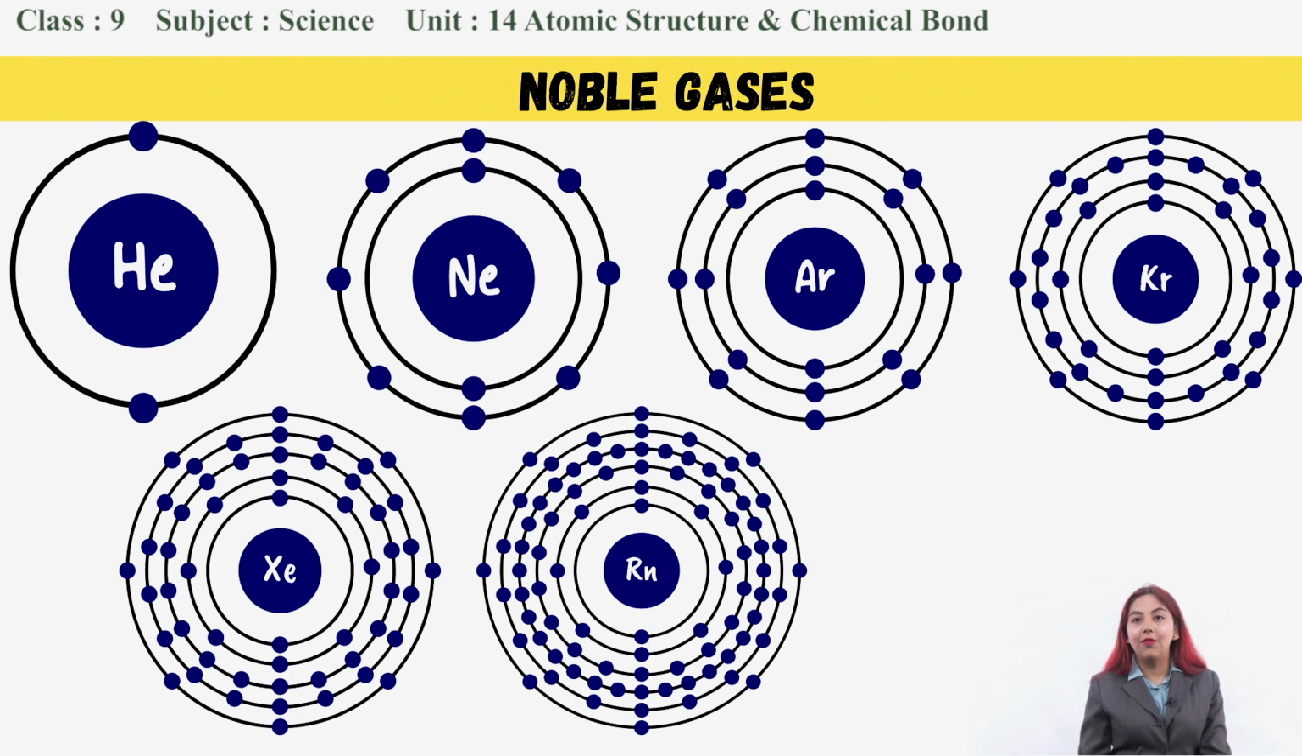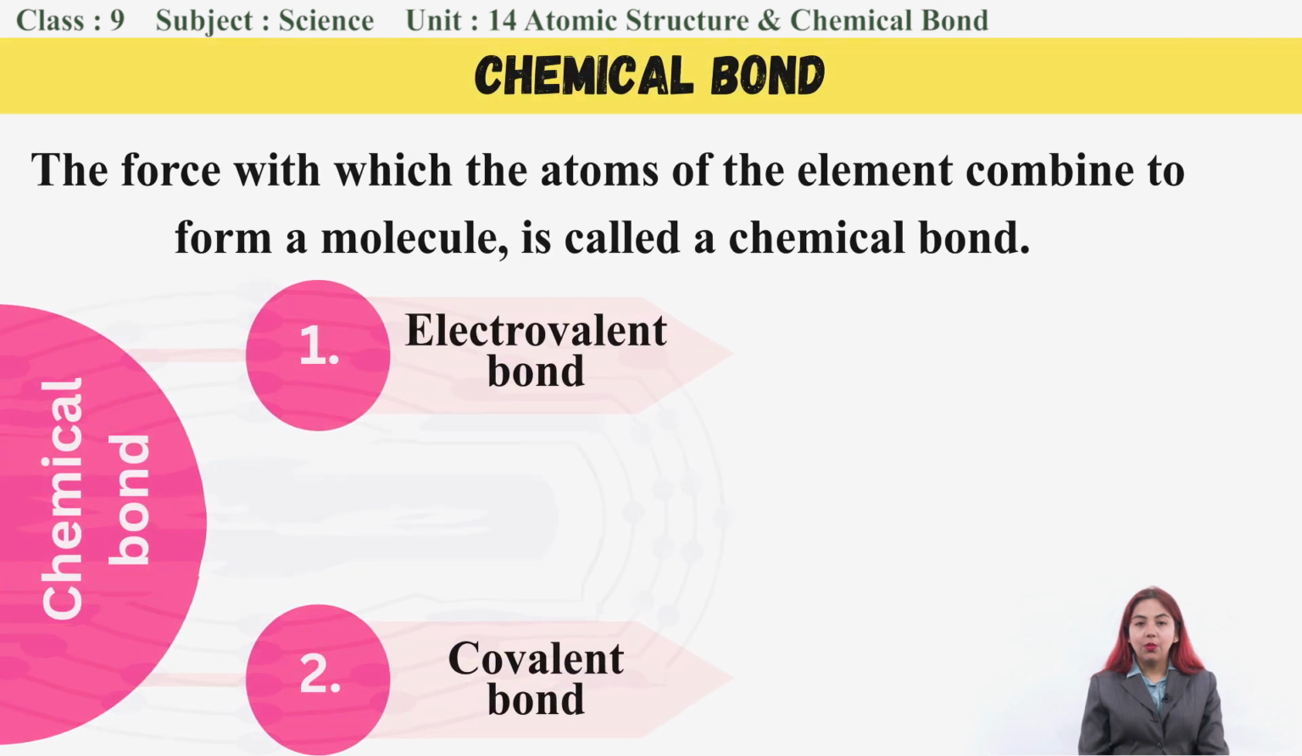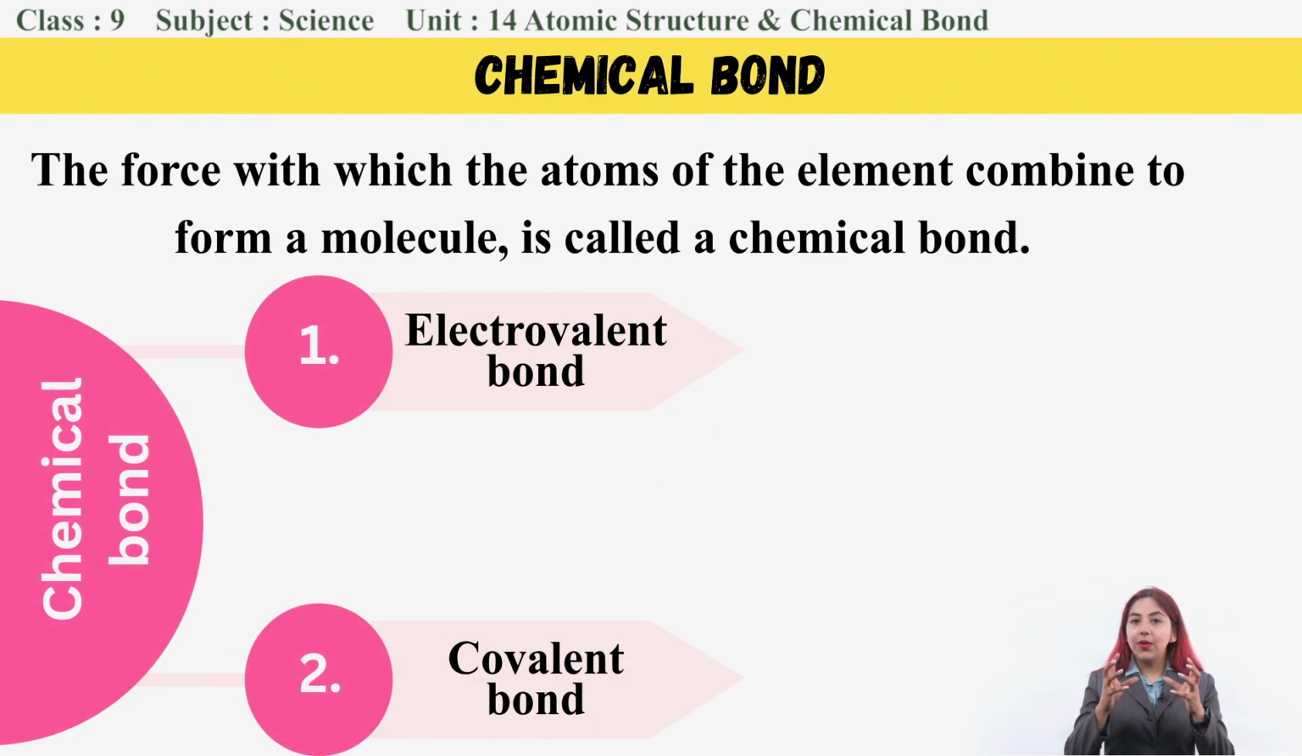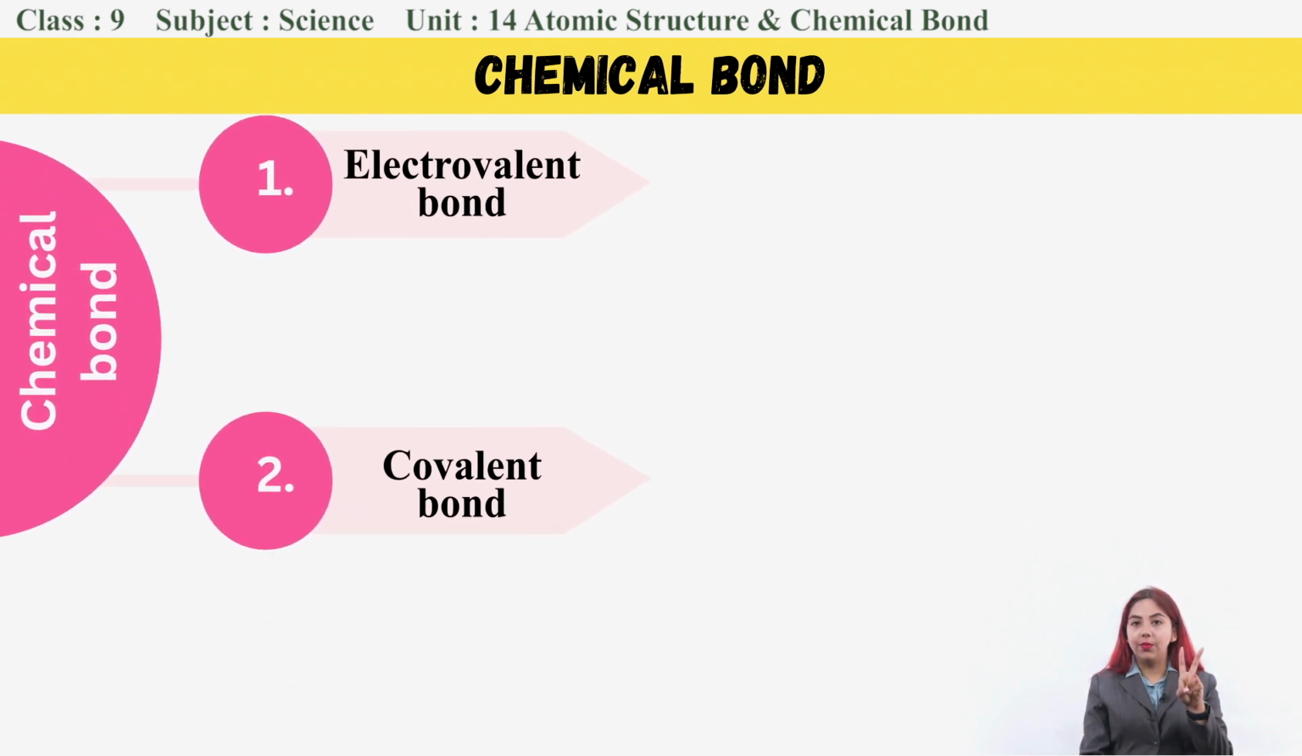Now let us revise chemical bond. So what is a chemical bond? The force with which the atoms of an element present in a molecule combine is known as the chemical bond. So the force between the atoms of an element that combine to form a molecule is called a chemical bond. And we studied two types of chemical bond, that is electrovalent bond and covalent bond.